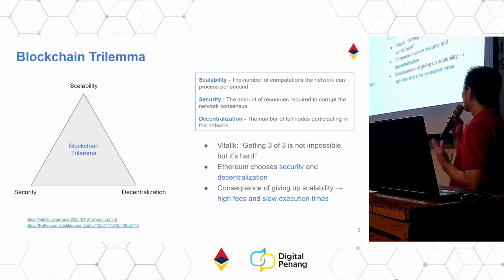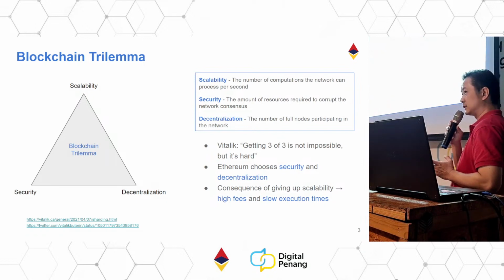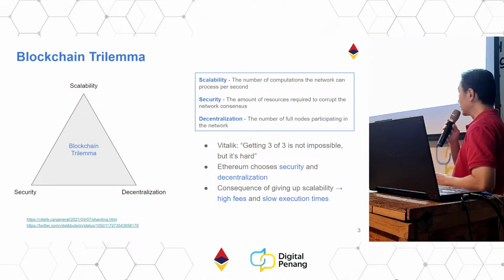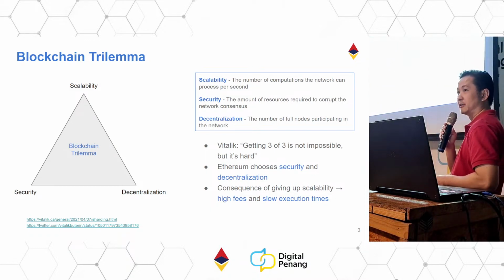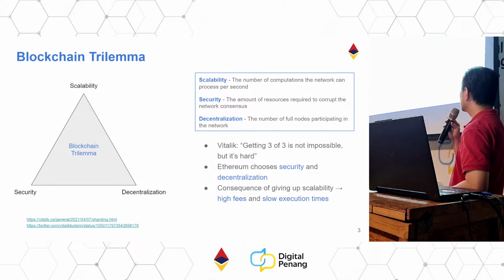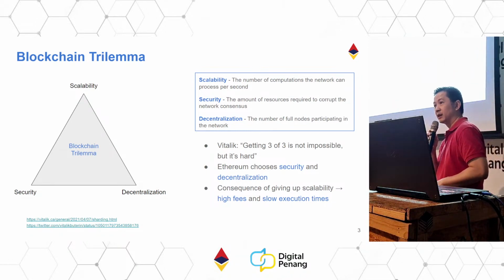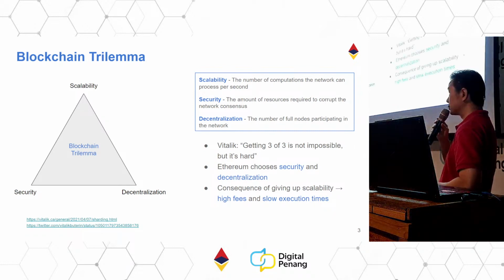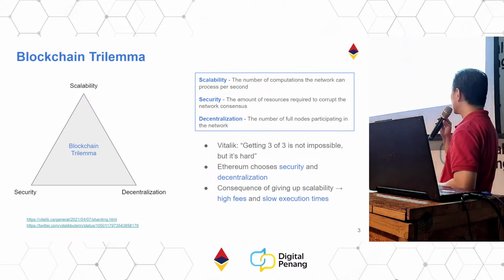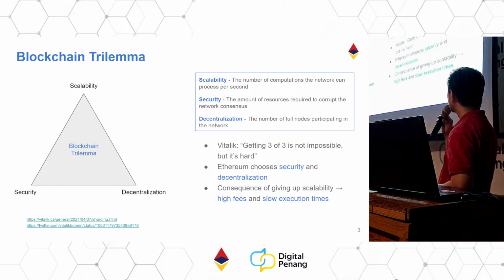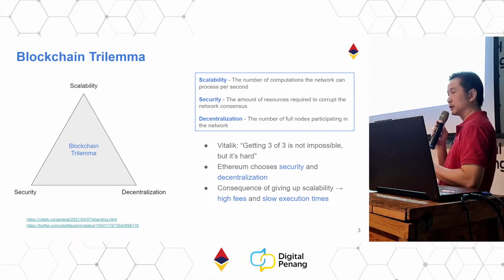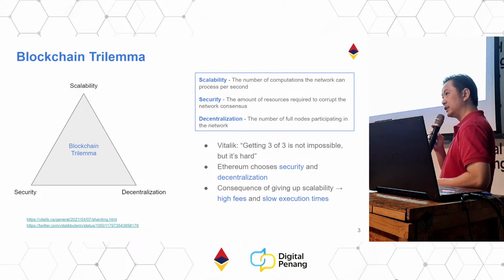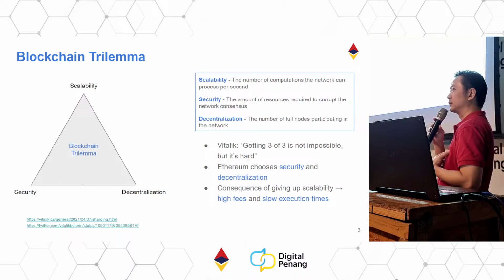So it is not impossible to achieve all these three properties. Vitalik has a saying that getting all three is not impossible, but it is very, very hard. Even Ethereum today has not been able to achieve this. It is in their ETH2 roadmap to achieve this, but I'm going to cover the roadmap in subsequent slides. And Ethereum made a very sensible choice: they chose security and decentralization. At least in my opinion, this is a very good choice.